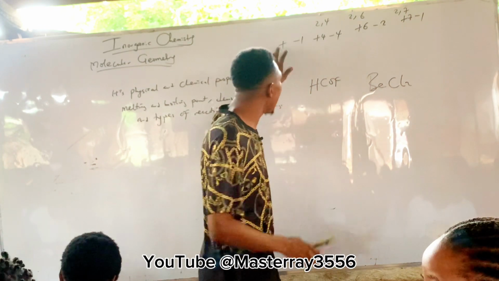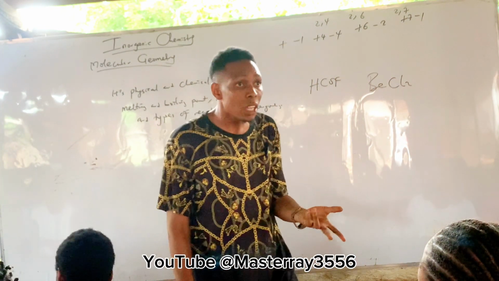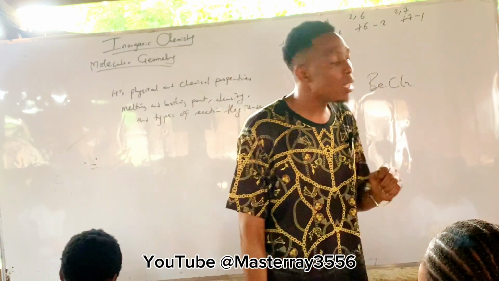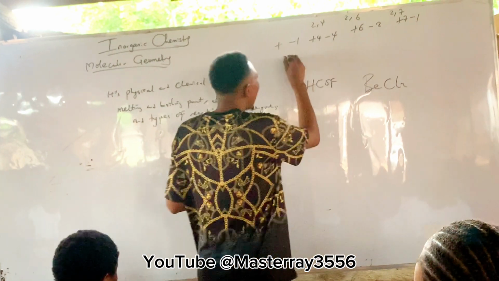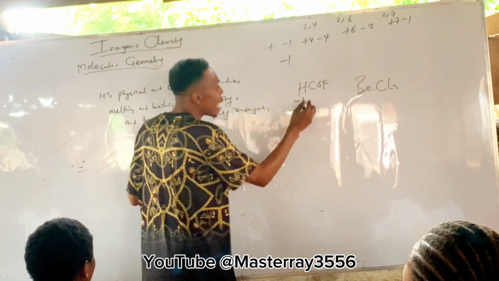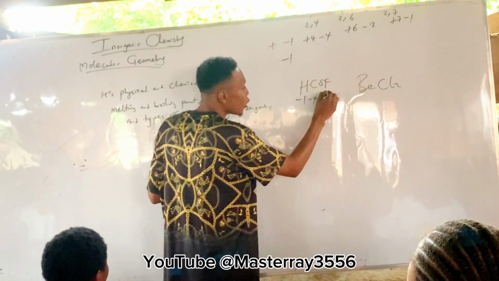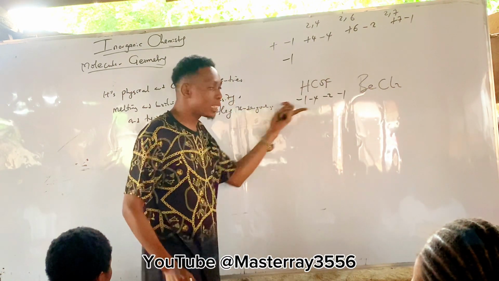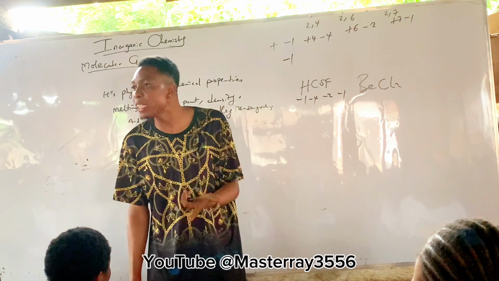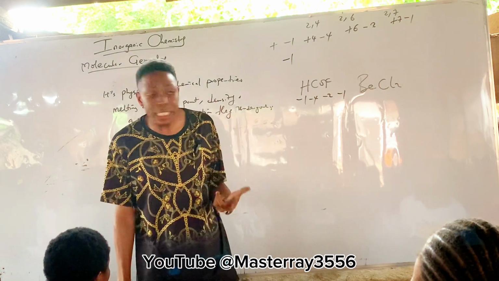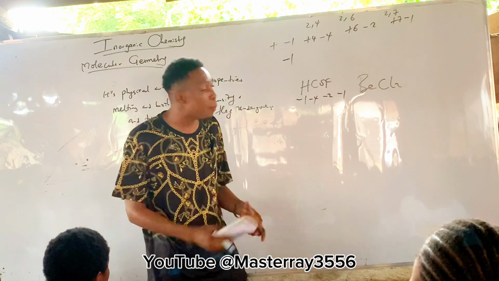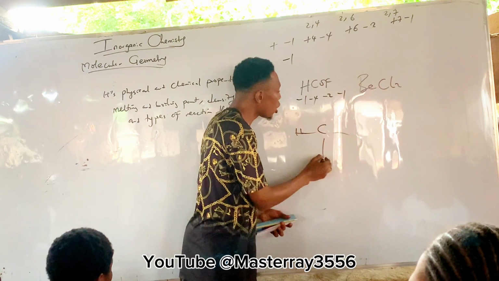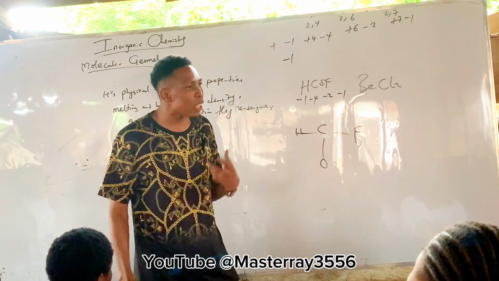The plus there is the electropositivity, while the minus there is the electronegativity. Now, if you check, hydrogen has minus 1, carbon has minus 4, oxygen has minus 2, while chlorine has minus 1. Which one is the smallest there? Minus 4 is the smallest, and it belongs to carbon. That means carbon will be at the middle, bonding to the hydrogen, oxygen, and chlorine.